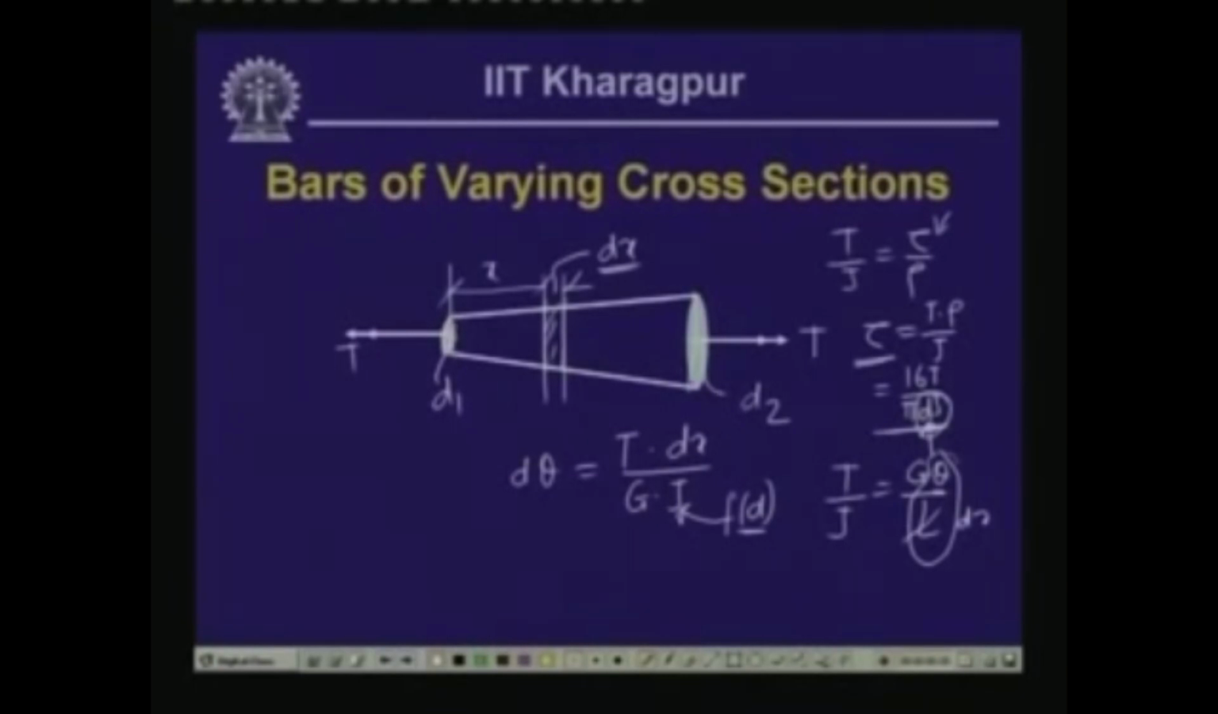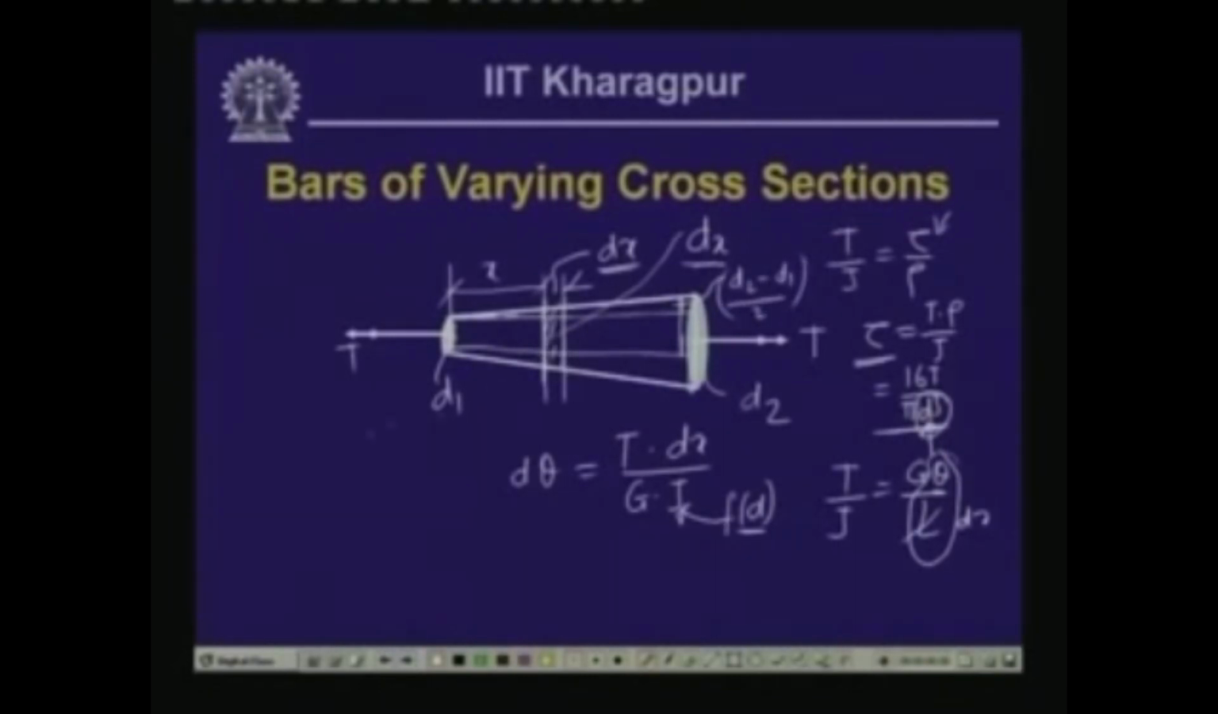Now, if this is diameter d1 and this is diameter d2, and at this particular point we say the diameter is d suffix x, then the value of d suffix x will be, if we draw this length, this is also d1. So this balance length is (d2 minus d1) by 2.